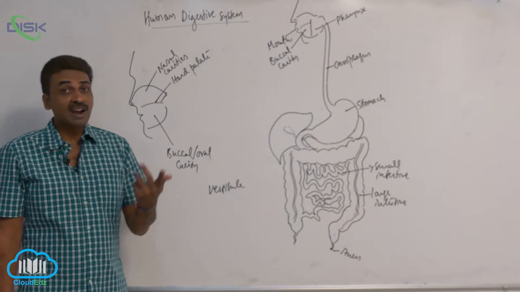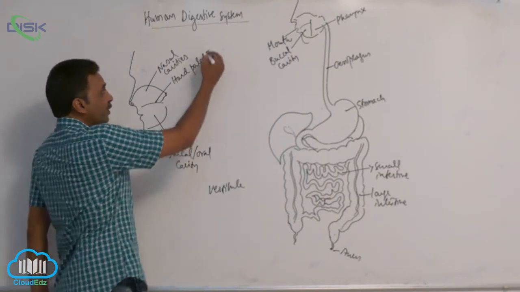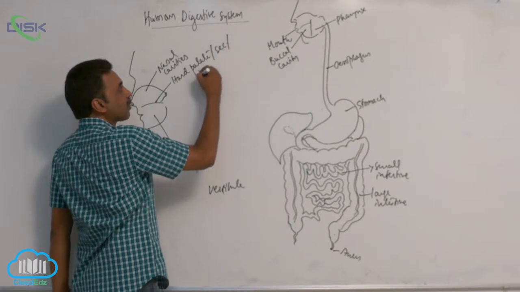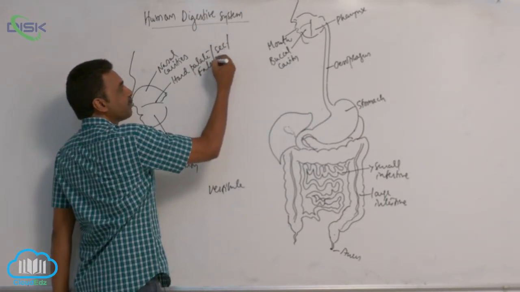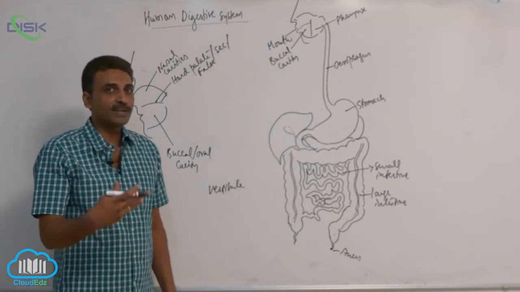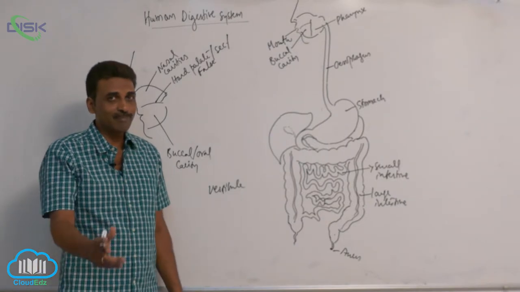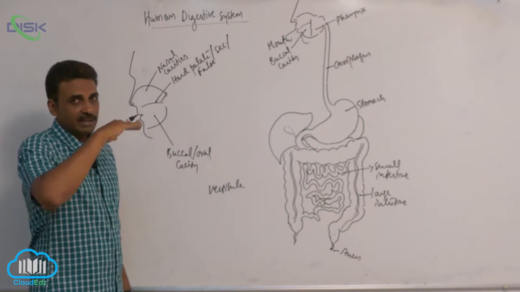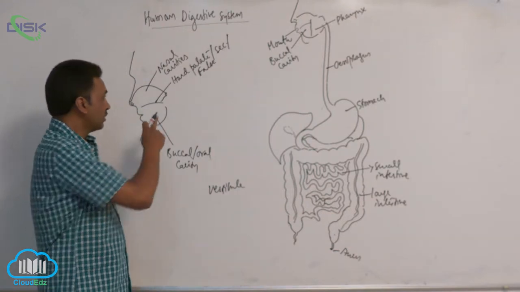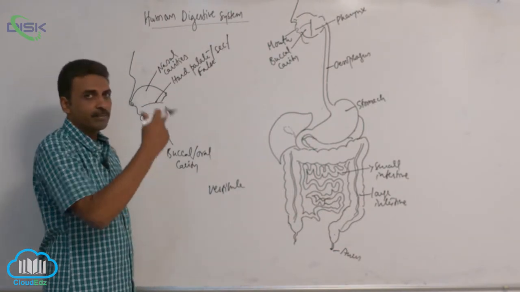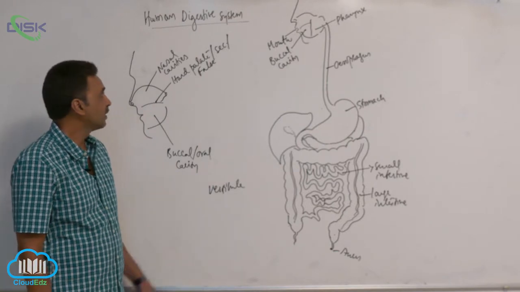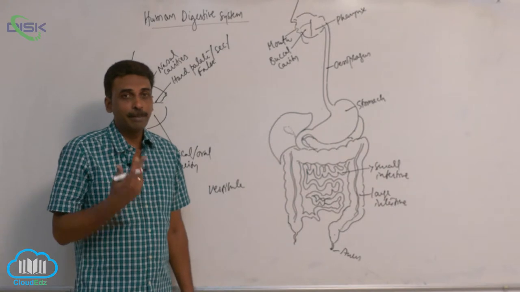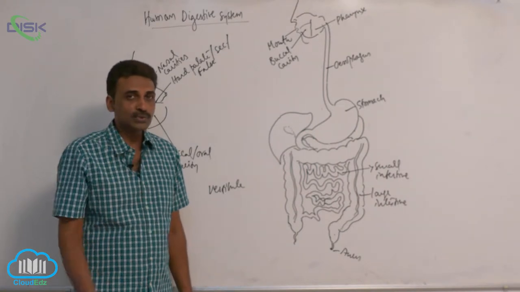You call it the hard palate. You can also call it the secondary palate. You can also call it the false palate, or pseudo palate, all the same. The palate is a bony partition which separates the buccal cavity from the nasal cavities. The hard palate is made up of maxillae and palatines. Two bones are involved.